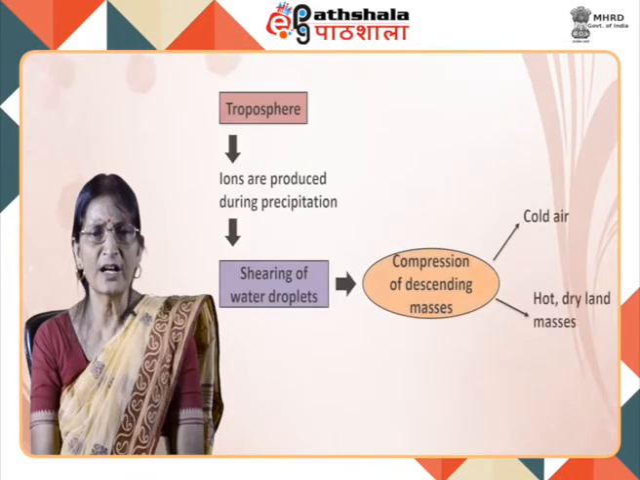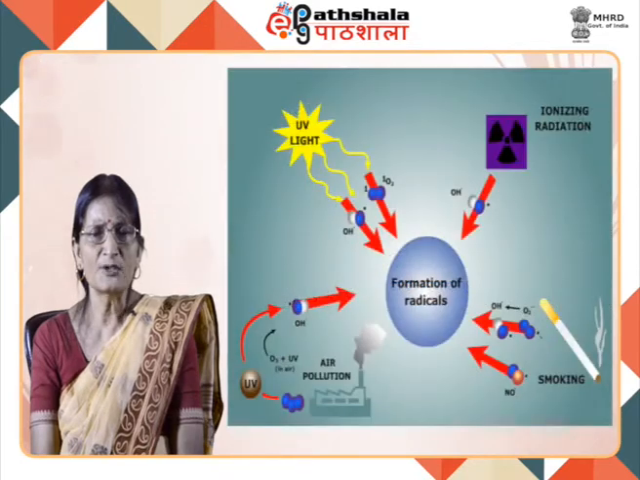In the troposphere, ions are also produced during precipitation by the shearing of water droplets. While the rainwater comes down, this shearing may be caused by the compression of descending masses of cold air or by strong winds over hot, dry land masses. The electromagnetic radiation in the atmosphere, which is high in energy, may also produce free radicals, which are atoms or groups of atoms with unpaired electrons.